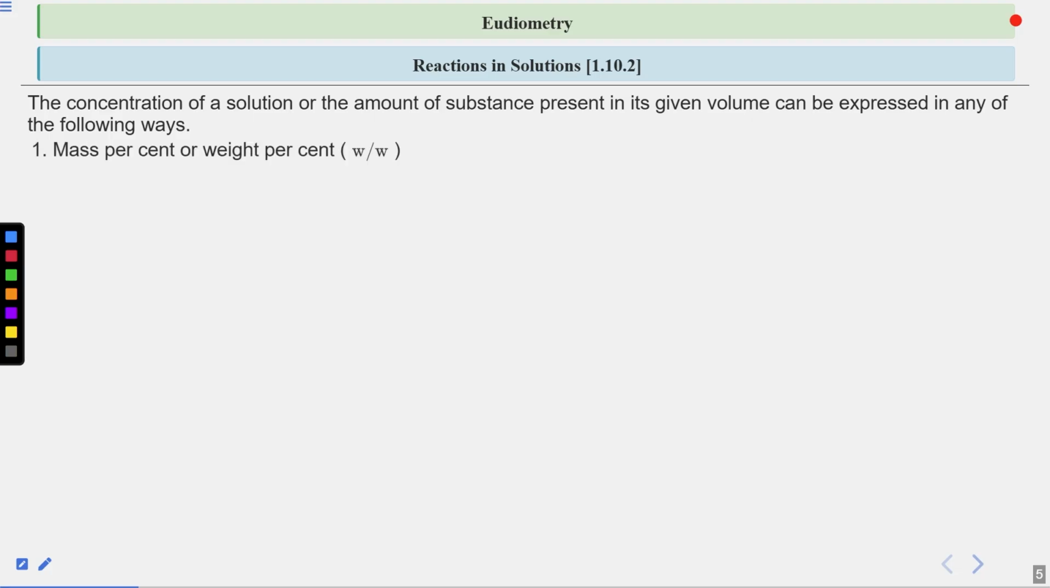Our first concentration term is mass percentage or weight percent. Second is the mole fraction. Third is molarity. And fourth is molality. Now, all of these topics are important to understand, and these are all related to the mole concept. So you should be very clear about the mole concept and what molar mass is. That is important for you, then you will be able to cover this.